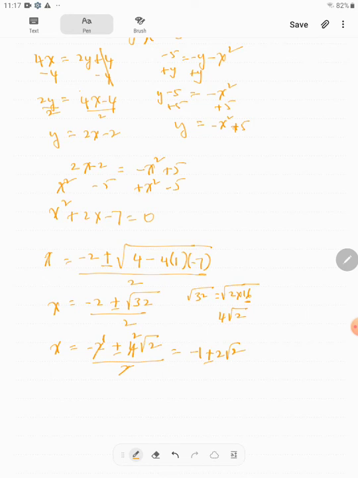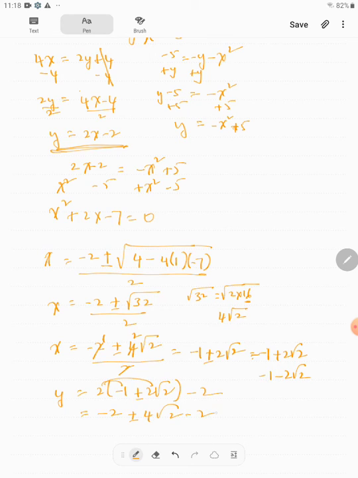But Miss Madhuri, how would we find y values for the corresponding x values? Okay, this means that this is negative 1 plus 2 root 2 or negative 1 minus 2 root 2, isn't it? So just plug it in. We will plug it in the linear function, y equals 2x minus 2. So 2 times negative 1 plus or minus 2 root 2, minus 2. So distribute the 2: negative 2 plus or minus 4 root 2 minus 2. So y equals negative 4 plus or minus 4 root 2. So go plus to plus, minus to minus.